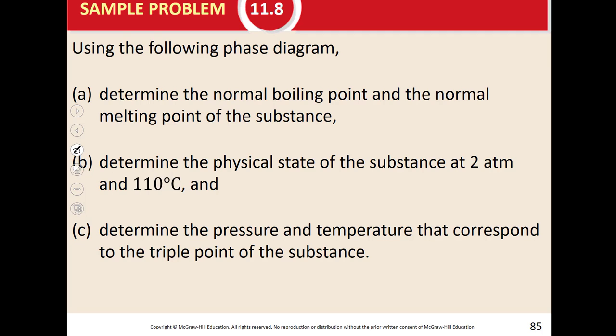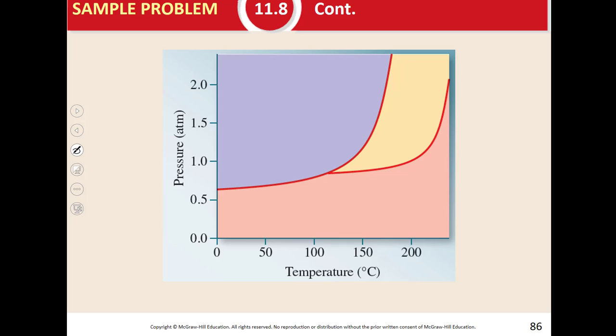All right, so using a phase diagram, now I would show you the image of the phase diagram, determine the normal boiling point and the normal melting point. By normal, I mean what? 1 atmosphere. Good, so pressure is 1 atmosphere. And then determine what physical state it would be at 2 atmospheres and 110 degrees Celsius, and then the triple point of the substance. So let's first determine the boiling point and melting point of the substance.